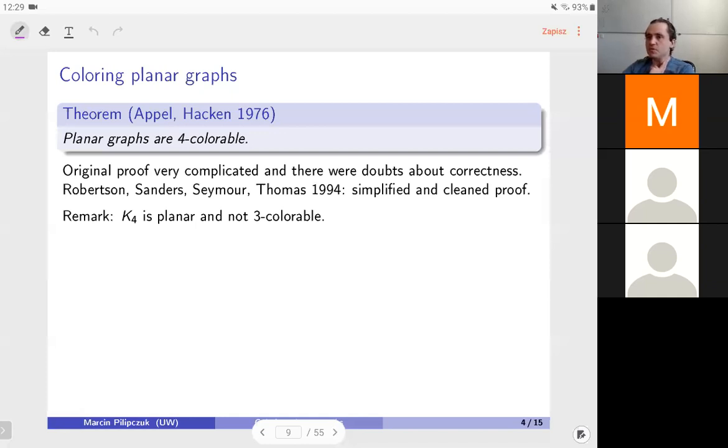Usually in this literature, we cite Appel and Haken as the people who proved the four-color theorem because their proof was more or less correct, though there were a few things we don't completely understand, and it was very hard to verify a lot of cases. But building on their ideas and their approach, Robertson, Sanders, and Seymour in 1994 provided a simplified, cleaned proof without any fishy places. It was still computer-assisted, so the number of cases was smaller, but there are still a few hundred cases that at the end need to be checked by a computer.